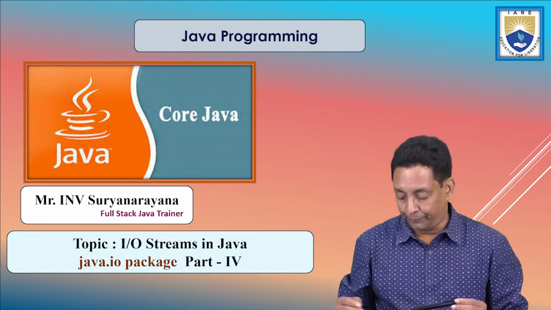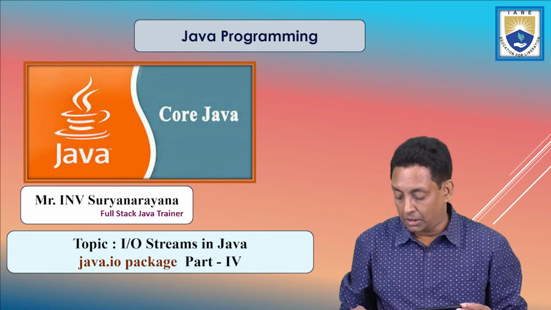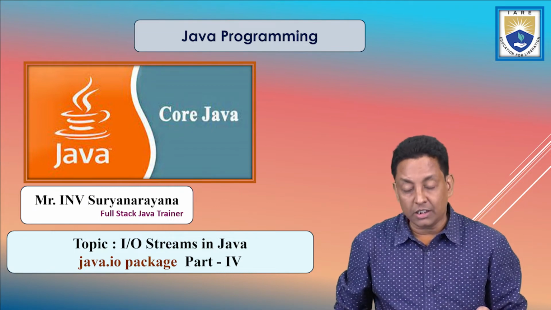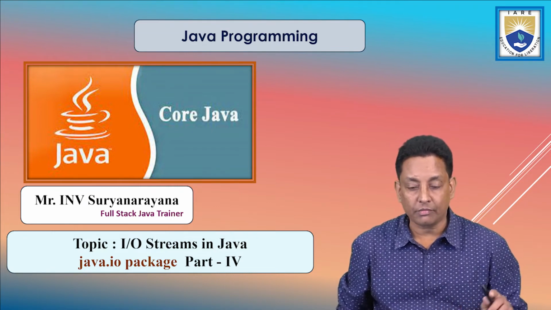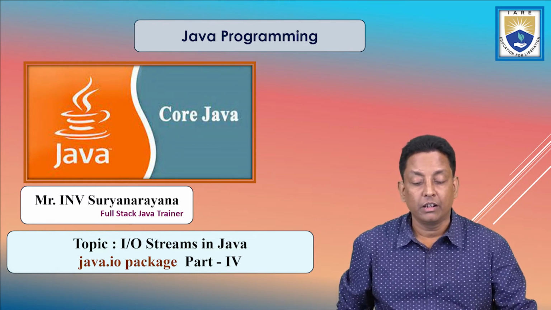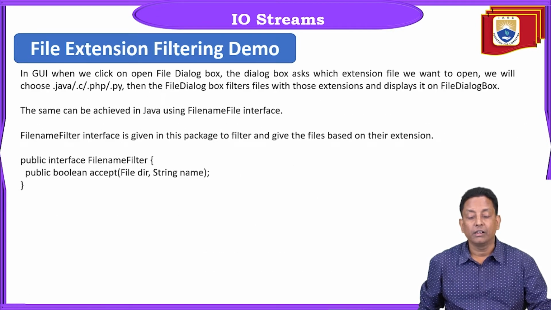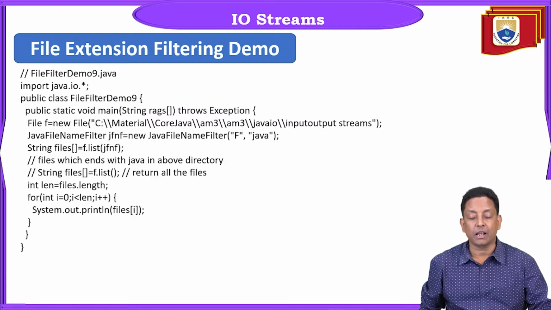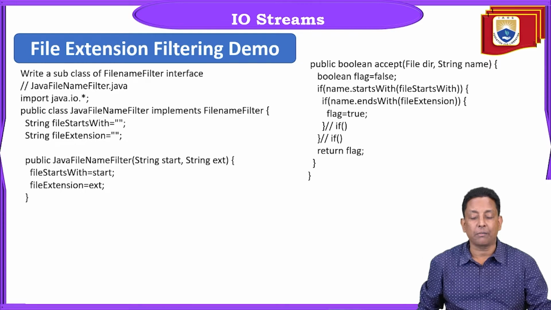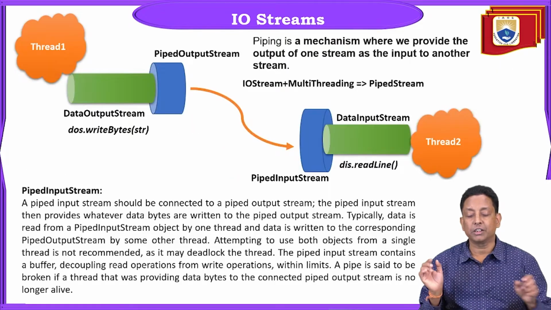In this video, we are discussing part number 4 of Java IO streams. In this part, we are discussing piped input stream and piped output stream, followed by sequence input stream, then the file filtering example and the file object example. This I am going to cover in today's session.